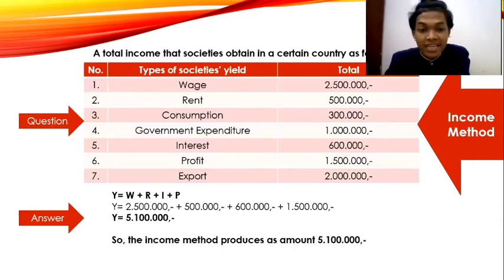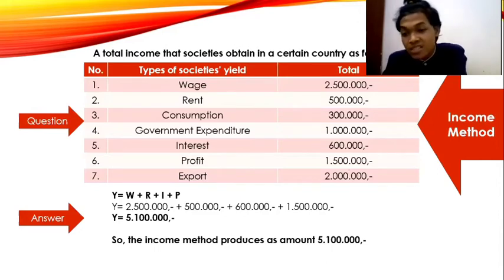The wage that they produce is around 2,500,000. For the rent, 500,000. Consumptions, 300,000. Government expenditure, 1 million. Interest, 600,000. Profit, 1,500,000. Export, 2 million.